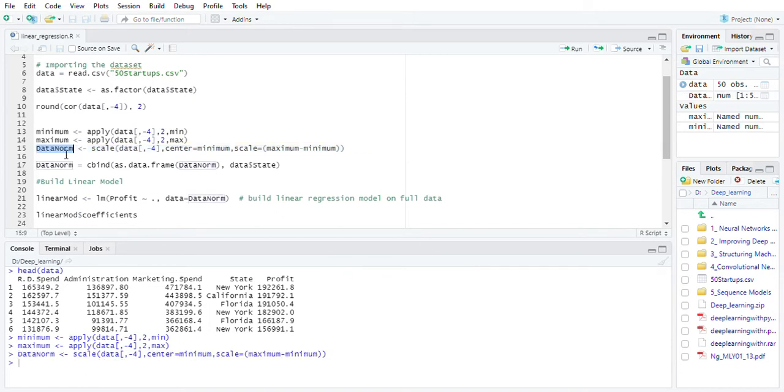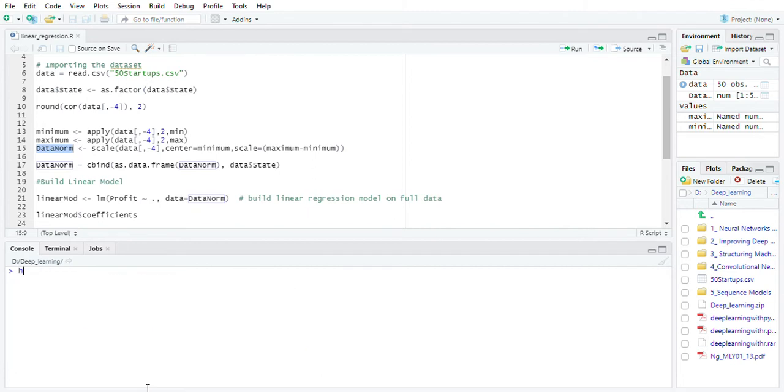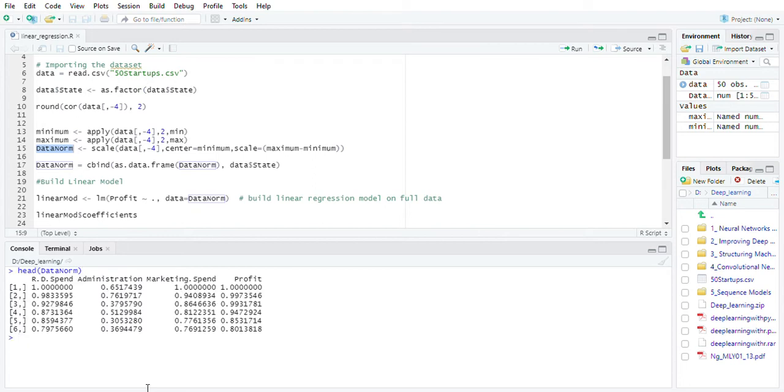our data. Let's have a look at our data here. Head. Oh, it has to be in the practice. Yeah, as you can see here, now the values are in the range of 0 and 1. So you can use different normalization methods, for example, standard deviation, etc.